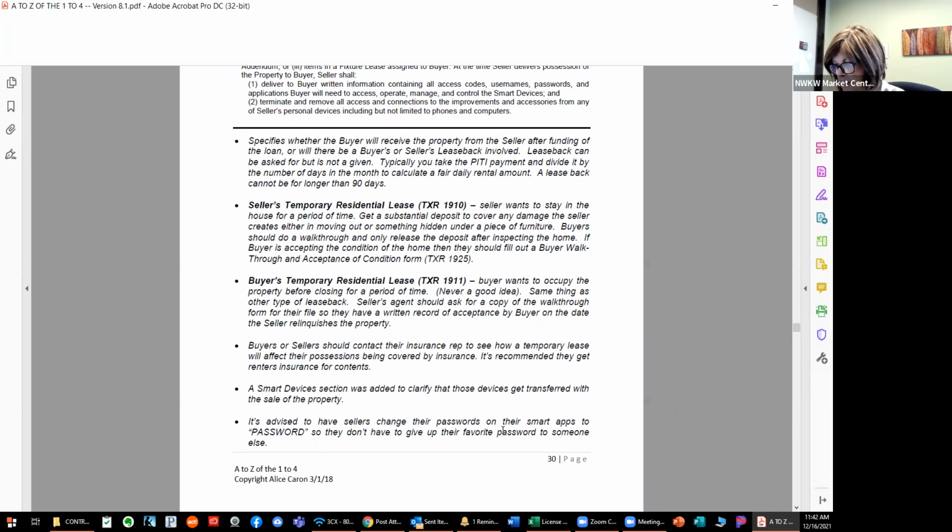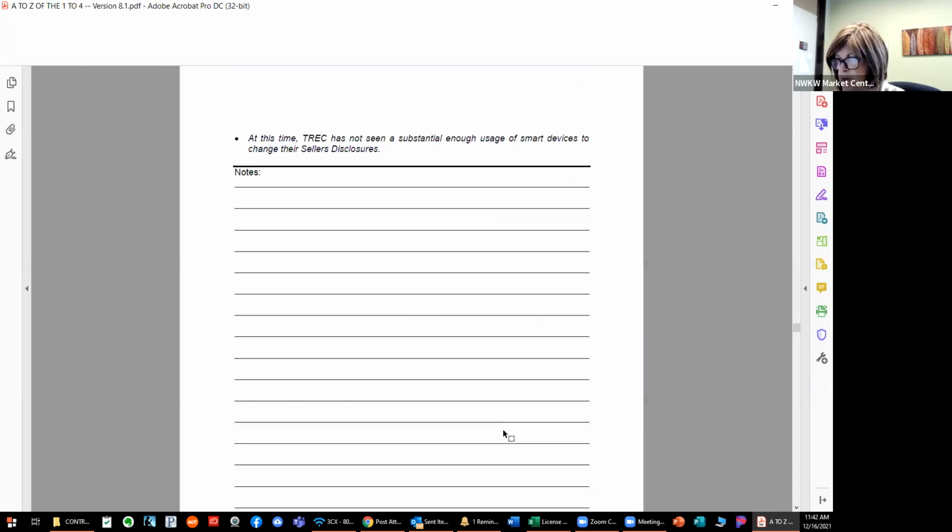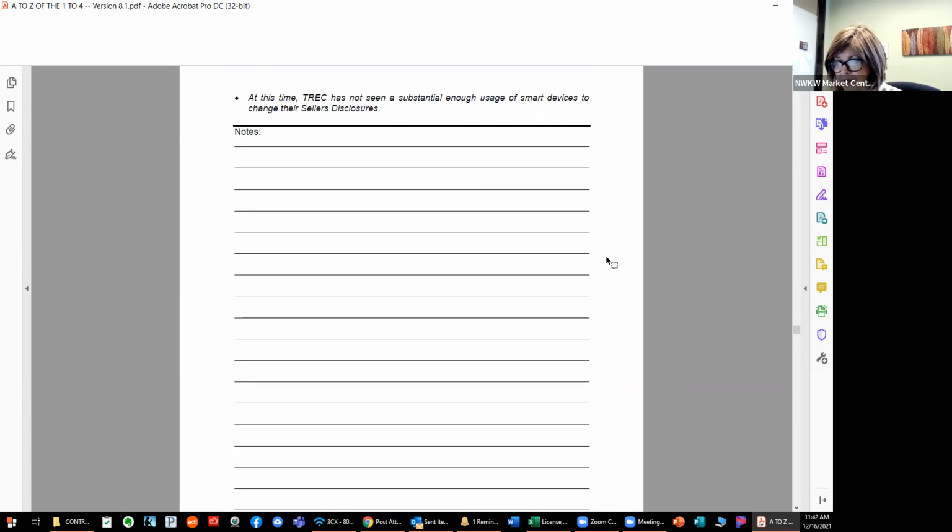So that's just talking about passwords. Have them change it to password or something generic that they don't want to use personally. At this time, TREC doesn't see it as substantial enough usage of smart devices to change their seller's disclosures. But I suspect that's going to come at the next changes. They will probably add that in. They just haven't changed it yet. Next.